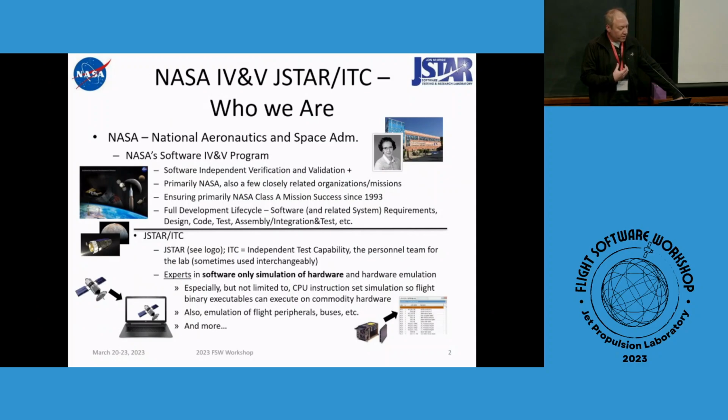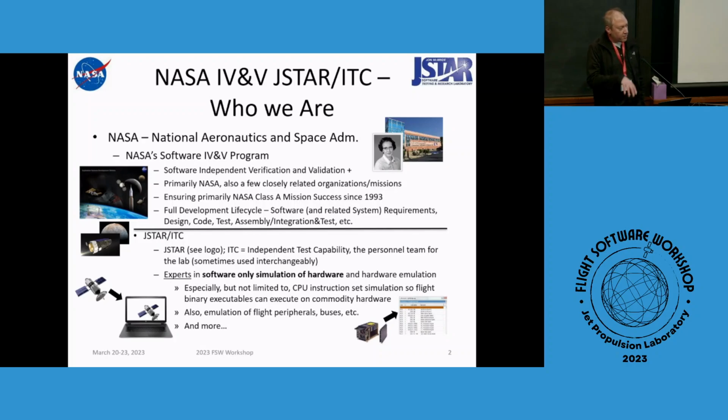I represent a subgroup of that, which is the JSTAR ITC team. JSTAR is the John McBride Software Test and Research Team. We also refer to ourselves as ITC, the Independent Test Capability Team. We are experts in software-only simulation, modeling, and emulation. We will model the avionics of spacecraft in order to develop a digital twin. We have developed digital twins for Europa Clipper, Psyche, GPM, SLS, James Webb Space Telescope, and several others.